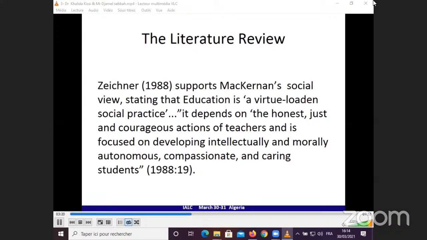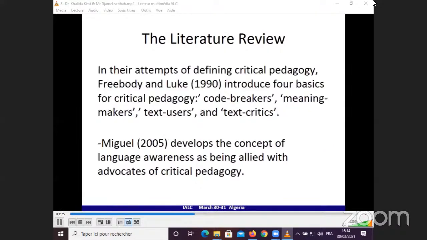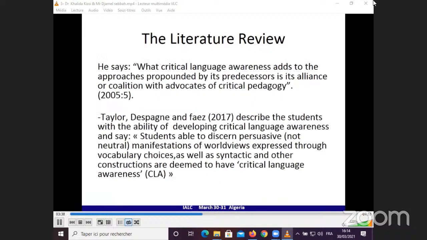Along the various interests in critical pedagogy, Freebody and Luke, 1990, introduce 4 basic roles: 1. Code breakers, 2. Meaning makers, 3. Text users, and 4. Text critics. Describing the features that are to be promoted in students when dealing with texts, ranging from a personal attempt to decipher possible meanings to the participation with personal views and critiques.